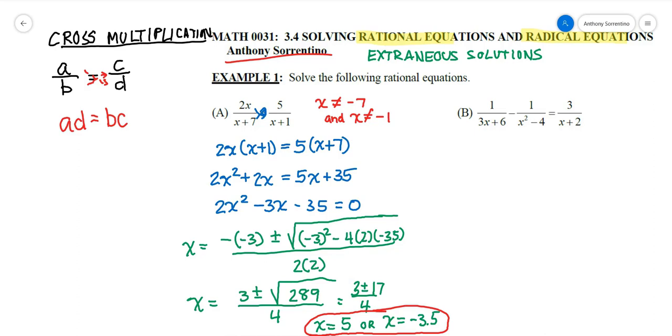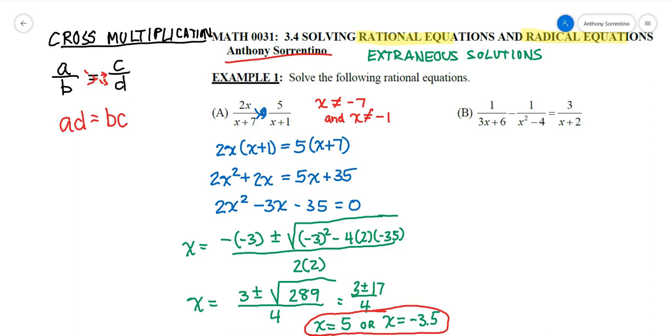Neither one of these is negative 7 or negative 1. These are both credible solutions. I should still probably go back and plug them in to make sure they work. Plugging 5 in, I get 10 over 12 on one side. I get 5 over 6 on the other. Well, 10 over 12 equals 5 over 6. Those are the same fraction. And I can do the same thing with the negative 3.5, which I'm not going to get into right now. So those can be done and verified that those are solutions as well.